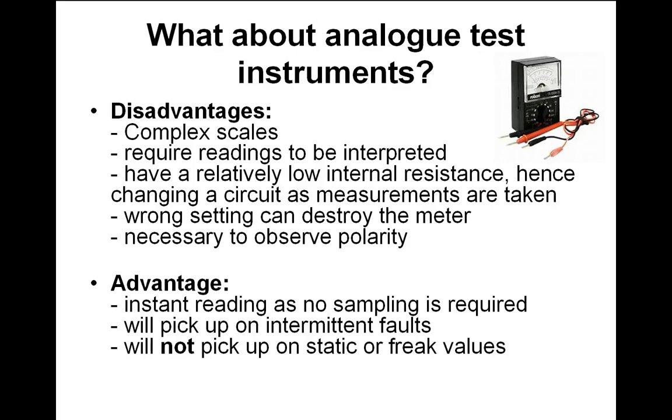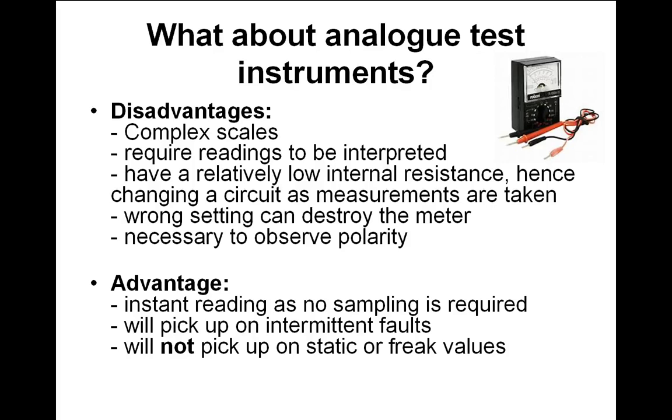Modern digital meters, good ones like the Fluke range, are pretty fast as well. They come up with a range very quickly and give you a result in less than a second, and that's good. The cheap ones sometimes take like 2-3 seconds, and it can be a little bit unnerving. Okay, they require readings to be interpreted. We said this. They have a relatively low internal resistance, thereby changing a circuit as measurements are taken.